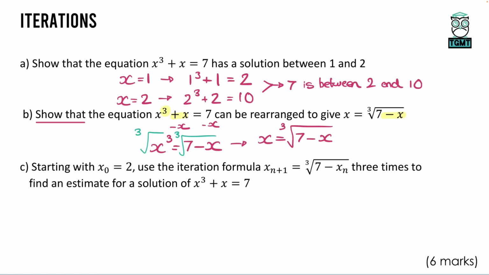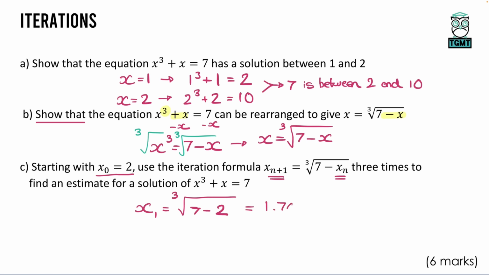Now part C here is using your calculator. So it's starting with x naught is equal to 2, use the iteration formula 3 times to find an estimate for a solution to the equation. So this little n plus 1 just means to find the next number, and the little xn here is our current number. And it says our current number, or our current solution, is x naught equals 2. So to find x1, we are going to type in the cube root of 7 minus, and then 2. So we can type that into our calculator, the cube root of 7 minus 2.